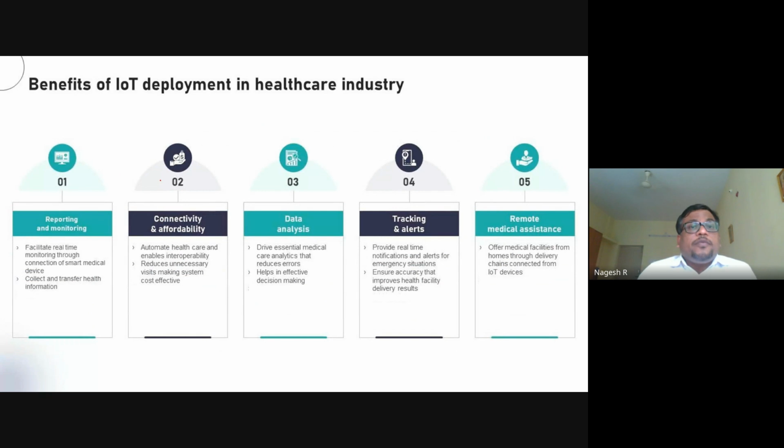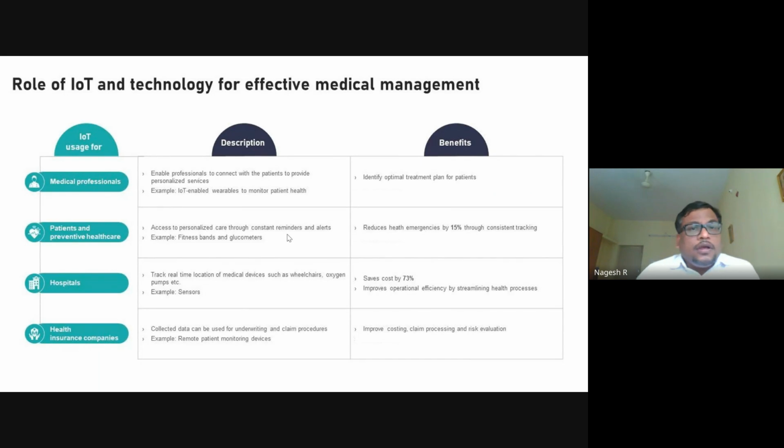The benefits of employing IoT in healthcare are reporting and monitoring, connectivity and affordability, data analysis, tracking assets, and remote medical assistance. The role of IoT technologies in effective medical management is that it enables medical professionals to connect with patients to provide personalized services. They can identify the optimal treatment plan for patients, and it supports preventive healthcare.